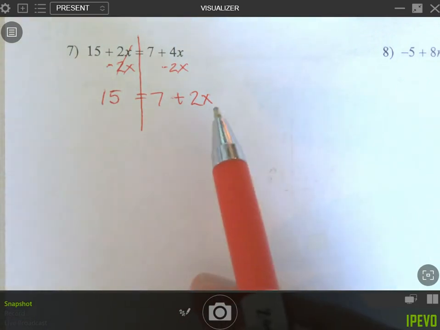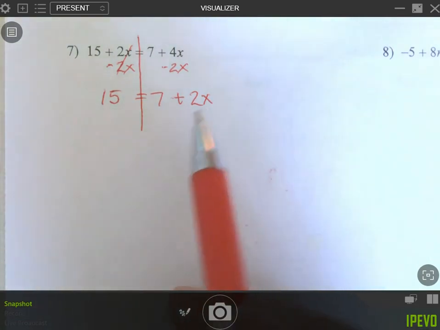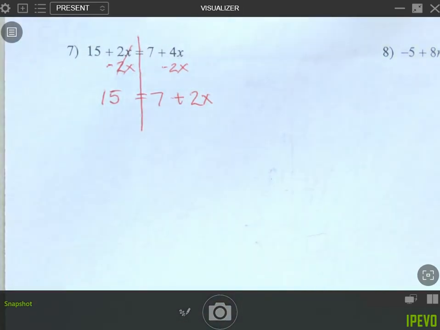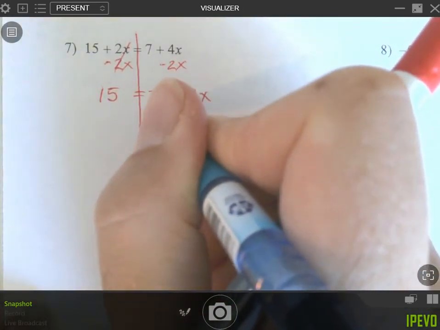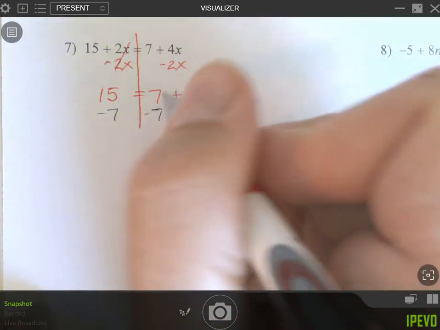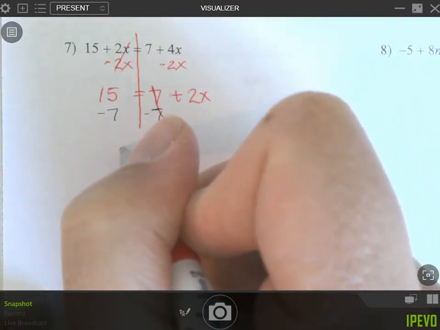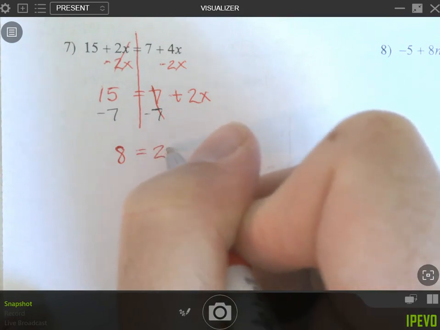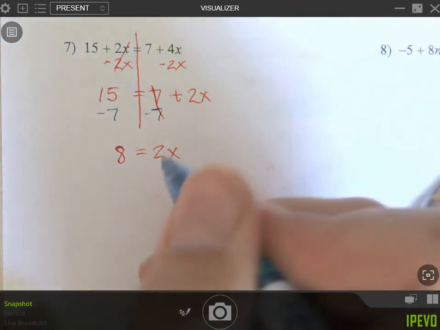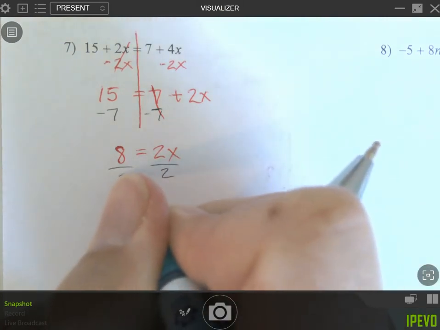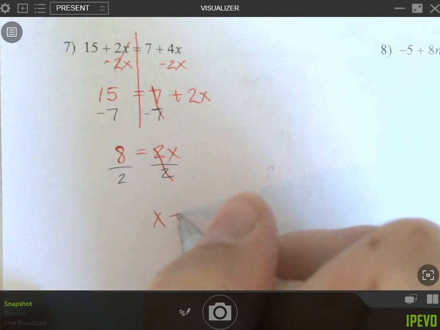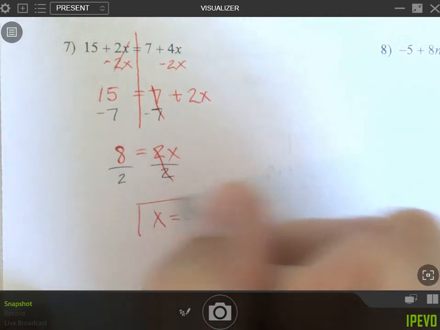If x is on the right, I want to move everything else to the left. So it doesn't make sense to bring the 15 with it. I want to get the 7 away. So just take a minute and think about what your goal is. You don't want everything on one side. All right, so 15 minus 7, 8 equals 2x, and then what? Divide both sides by 2. Okay, so that's gone. I get 4 equals x, or x equals 4.